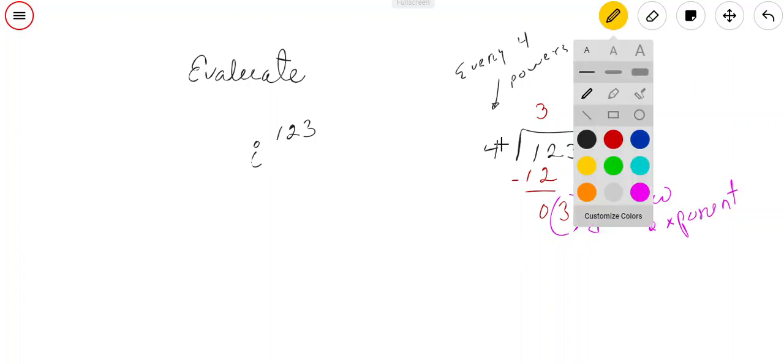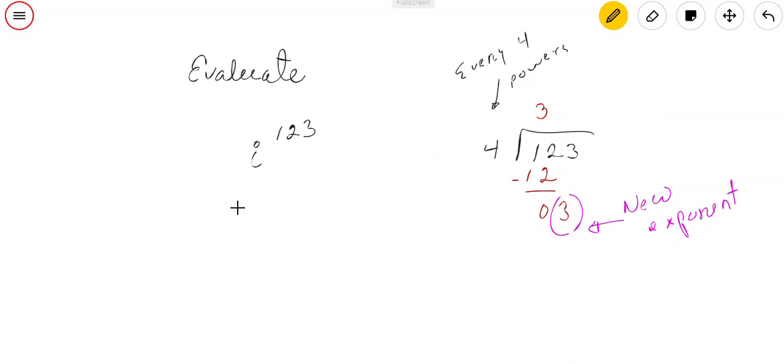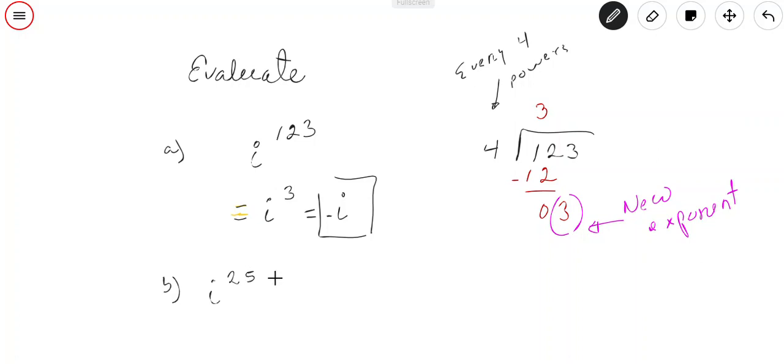So we can say that i to the power of 123 is the same as i to the third. And i to the third, we learned, is -i. So I know that i to the power of 123 is equal to -i. There is another case, i to the power of 252.